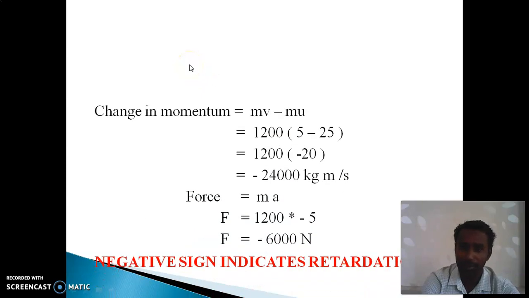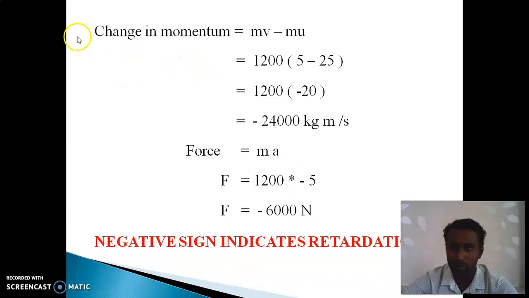Anyway, so change in momentum. What is the change in momentum? As you know, change in momentum is P2 minus P1, right? So P2 means mv, P1 means mu. So your final velocity and mass minus your initial velocity and mass. If you subtract, you will get this answer.